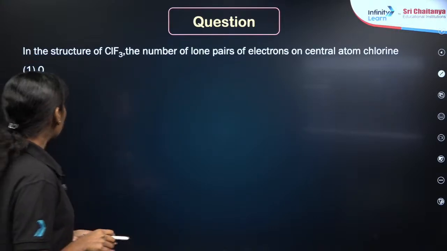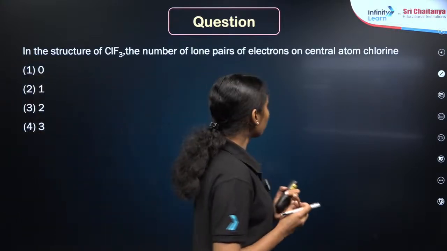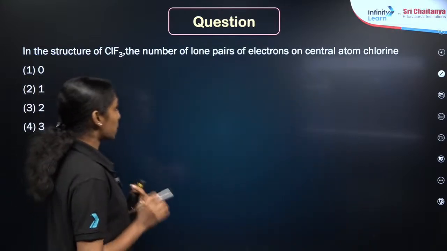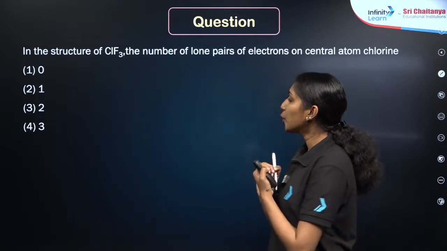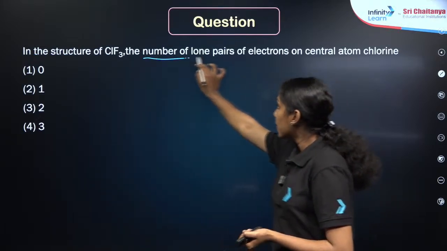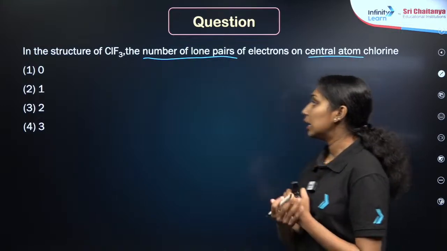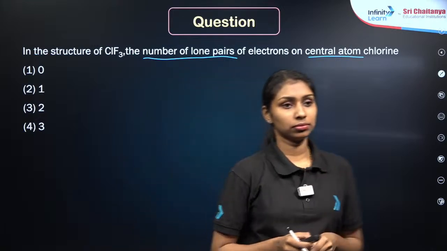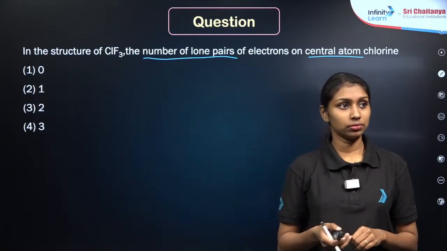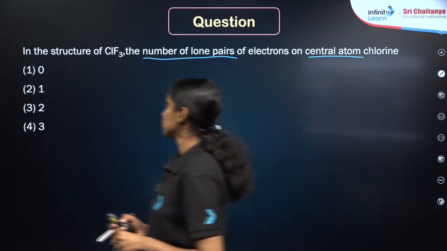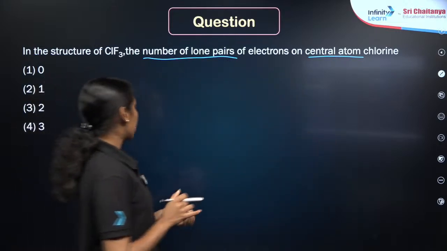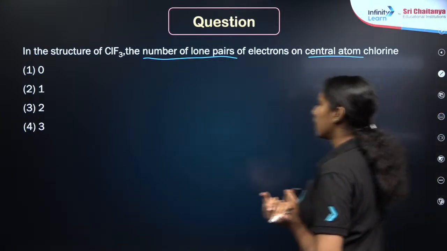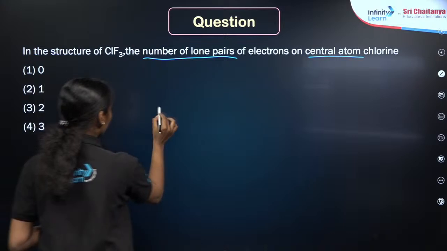Here is the next question. In the structure of ClF3, the number of lone pairs of electrons on the central atom. We have seen the ClF3 structure, right? This is a special case, with a different shape. You have to find the number of lone pairs present on the central atom. Just go through the shape or geometry of the molecule, so you can identify what the shape of that molecule is.